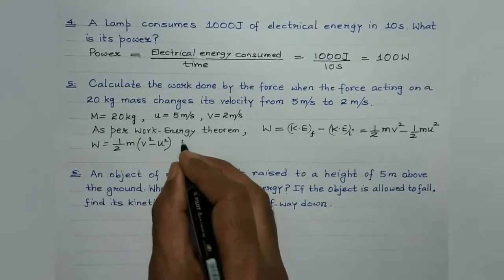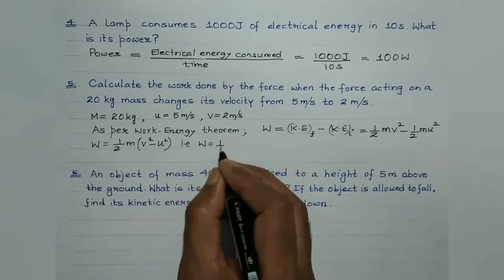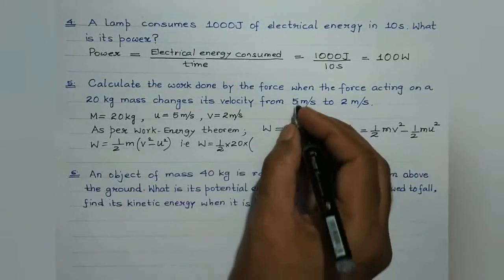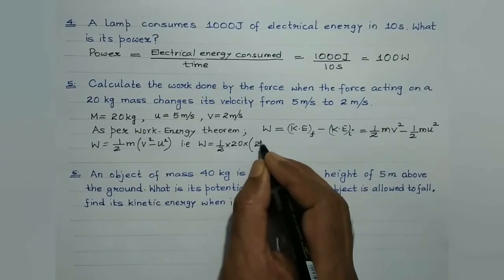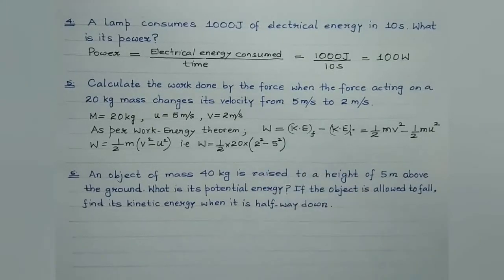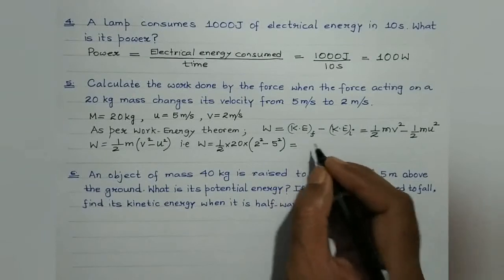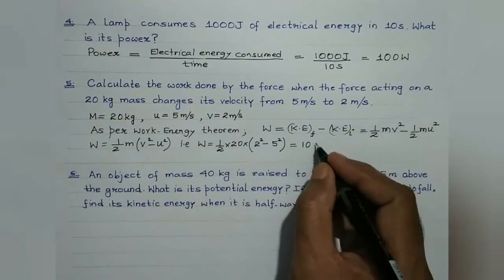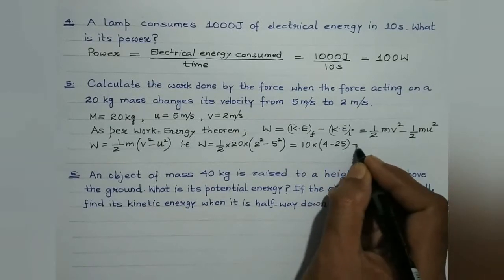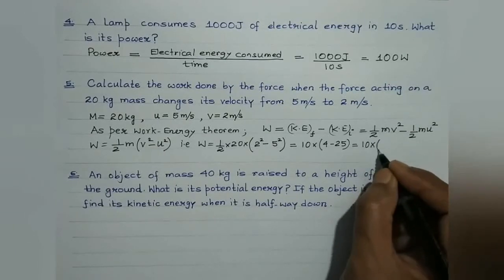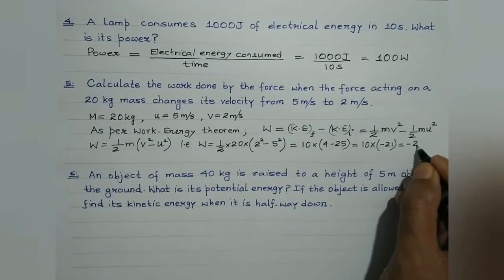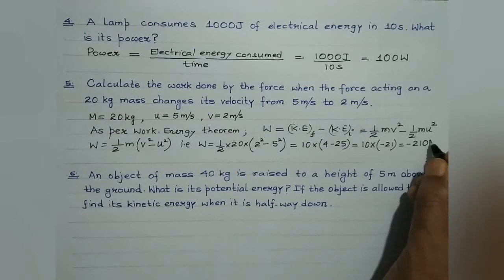Right? So let's substitute the values over here. Half, mass of the body is given to be 20. Right? Final velocity is given to be 2, so it will be 2 square, minus initial velocity, which is 5, so 5 square. So what we get is 10, 20 by 2 is 10, multiplied by 4 minus 25. So it is equal to 10 multiplied by minus 21. Isn't it? So it is equal to minus 210 joule.